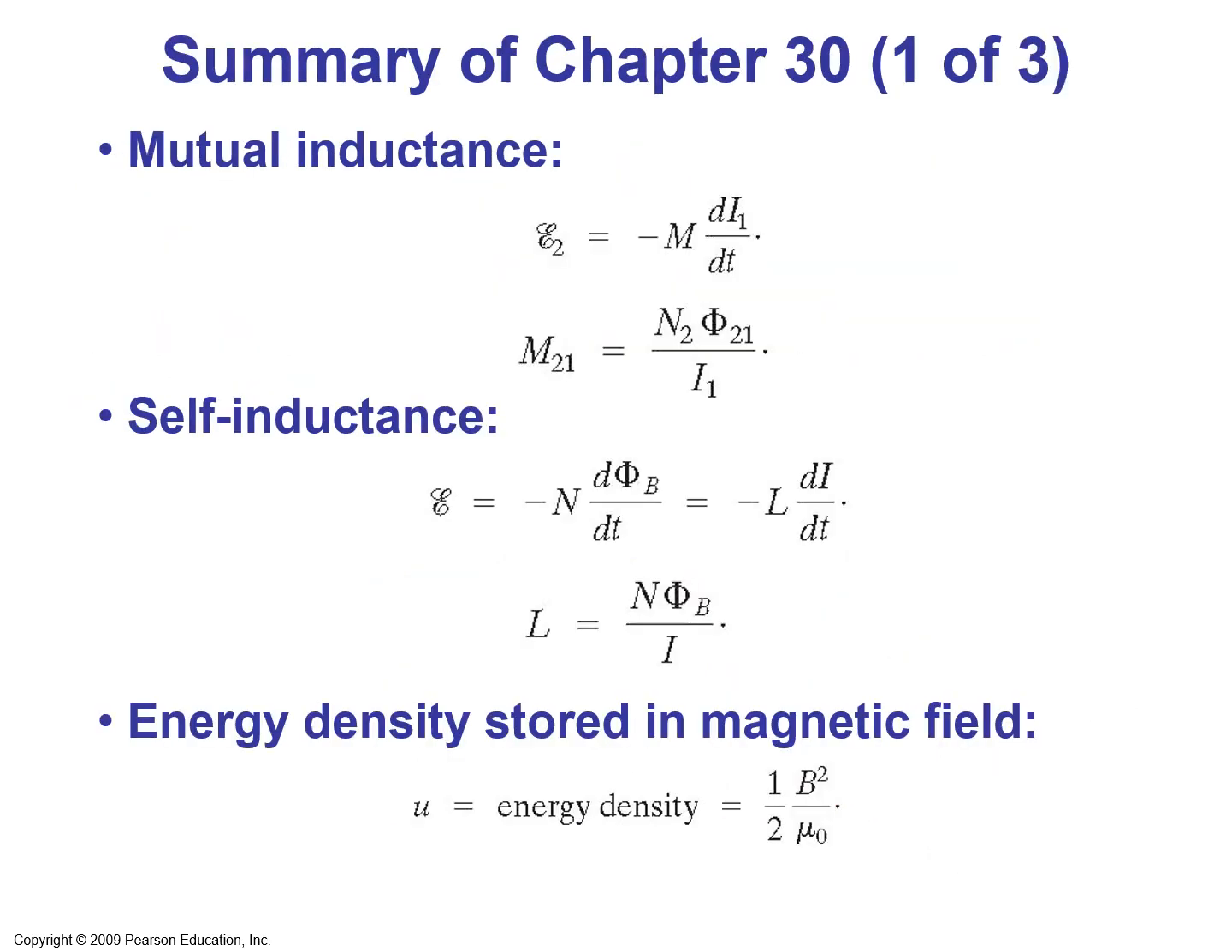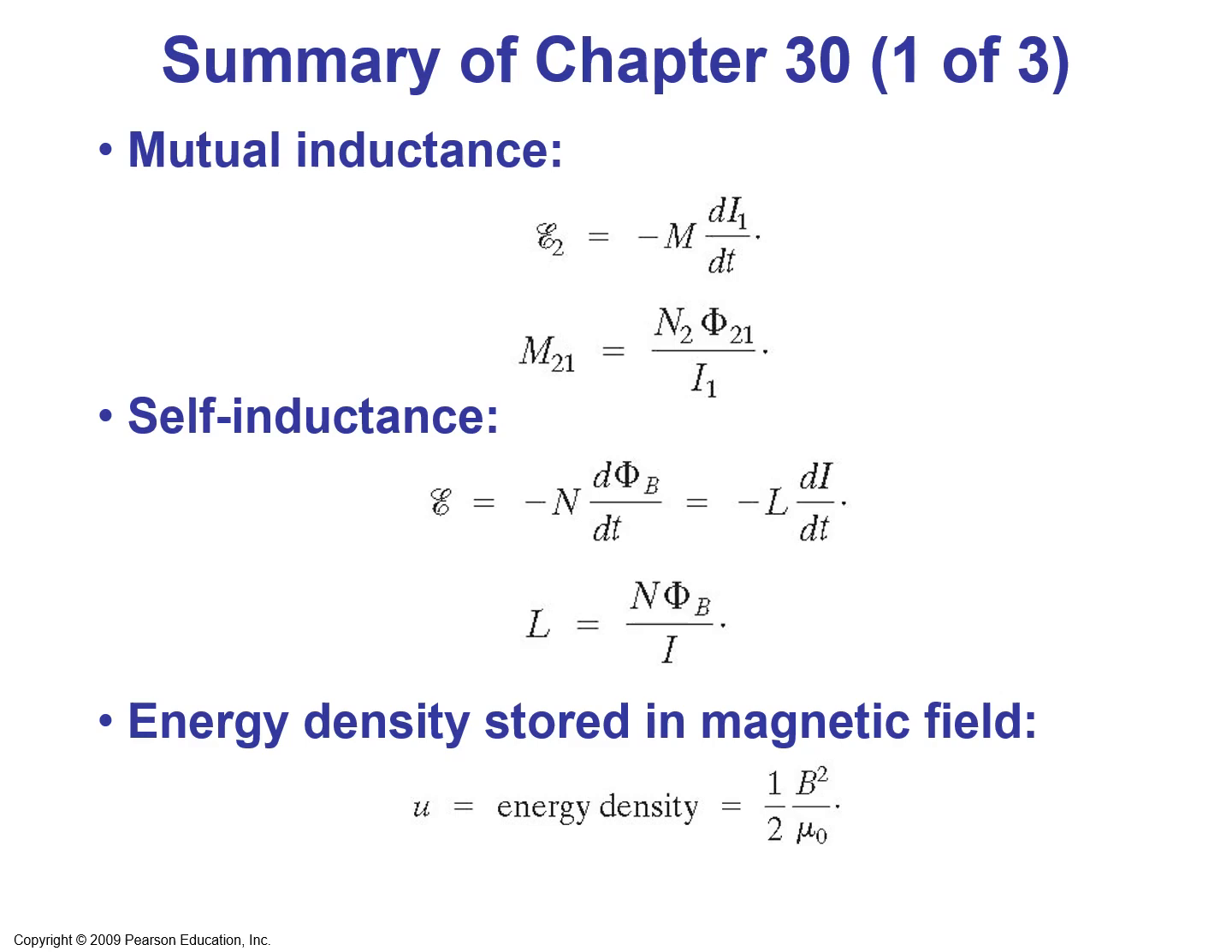Summary of Chapter 30. Mutual inductance: E2 is equal to minus M multiplied by di1 over dt, and M21 is equal to N2 multiplied by phi21 divided by I1. Self-inductance: E equals minus N times the derivative of magnetic flux phi with respect to time t, which equals minus L times the derivative of current with respect to time. L is defined as N times phi divided by I.